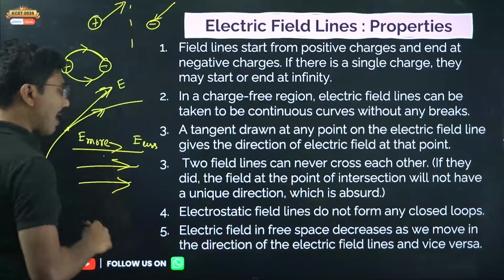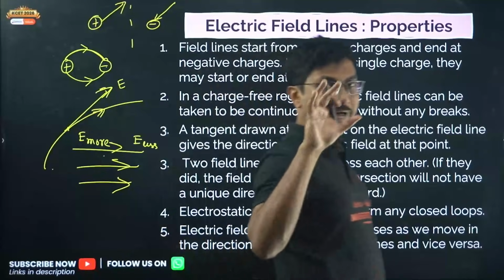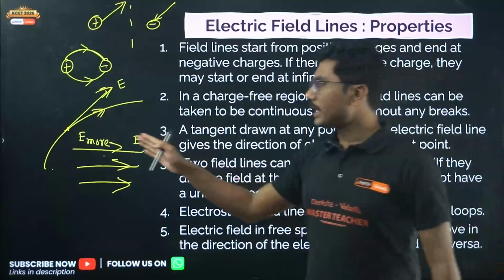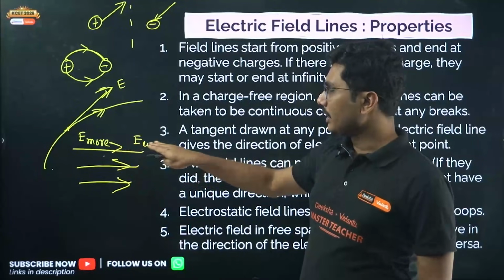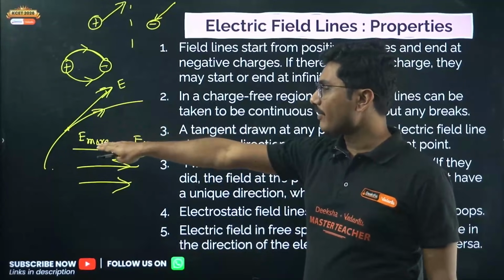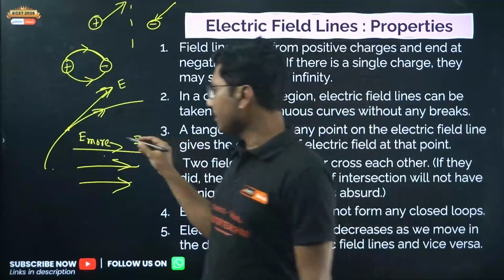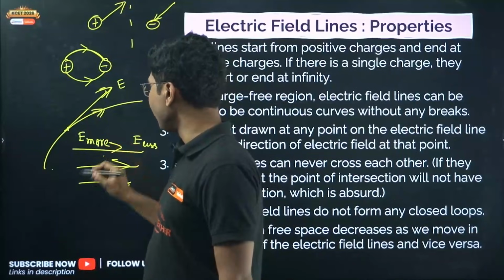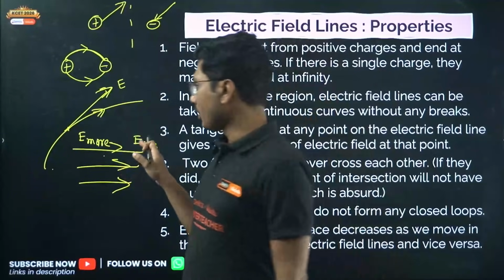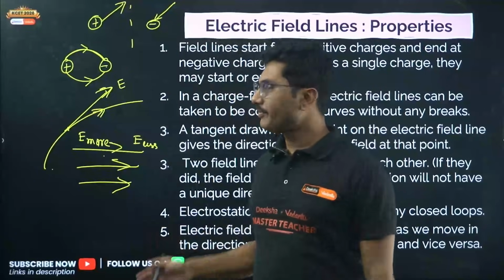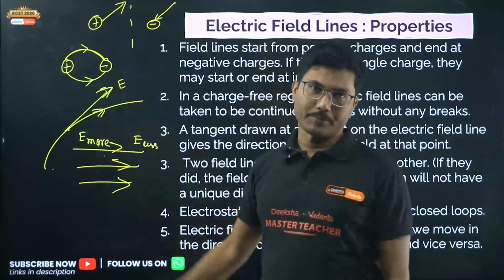Based on this, we have seen one or two questions where the diagram is given. Remember that as we are moving in the direction of electric field, the electric field is moving from higher value to lower value. So this is more, this is less. And if you go in the opposite direction of electric field, obviously you are moving from less to more.